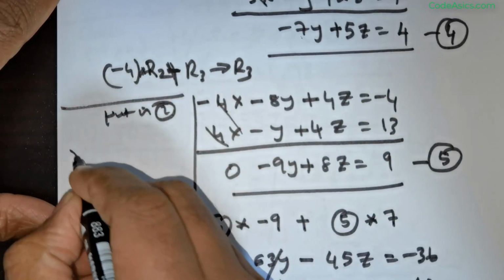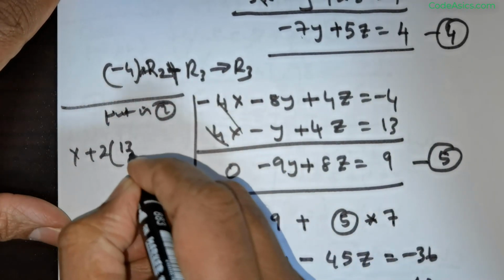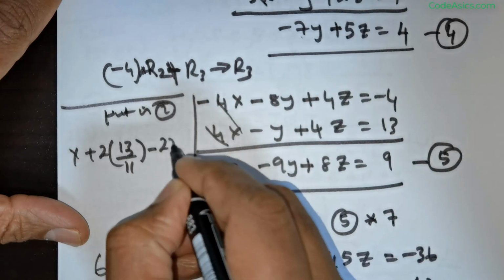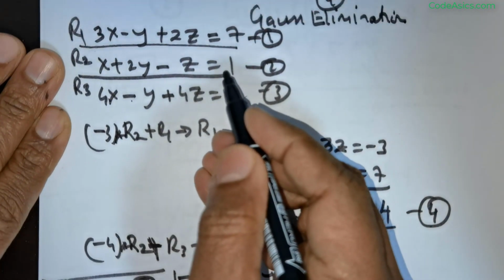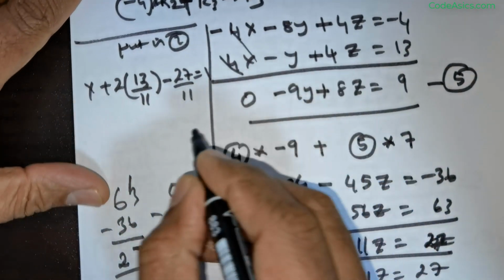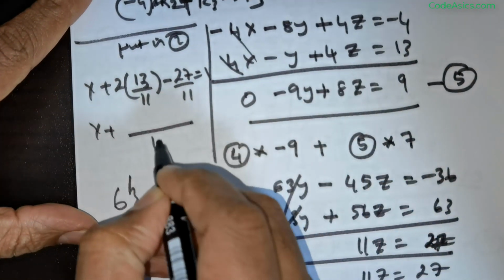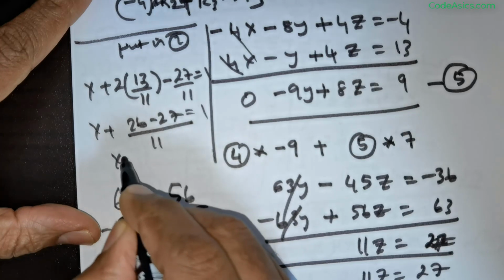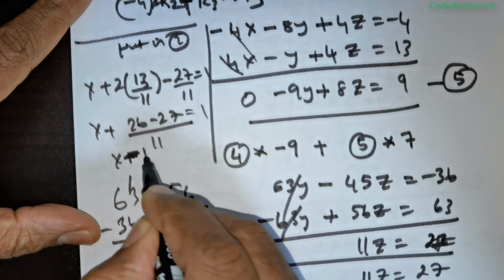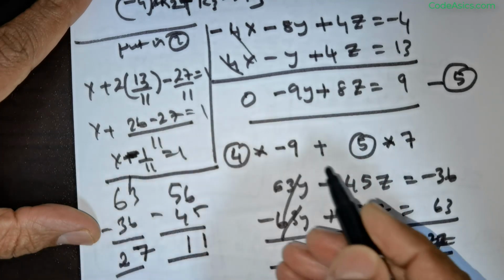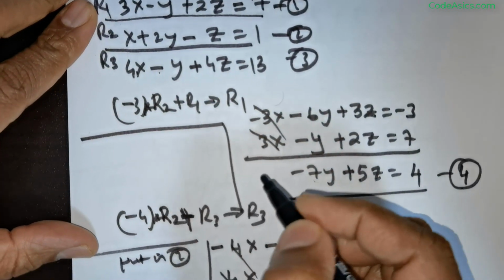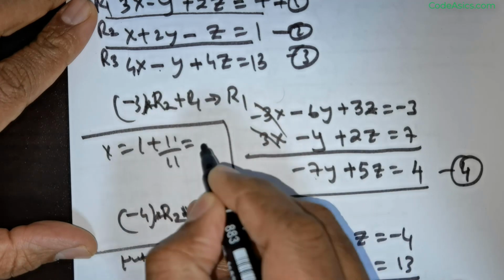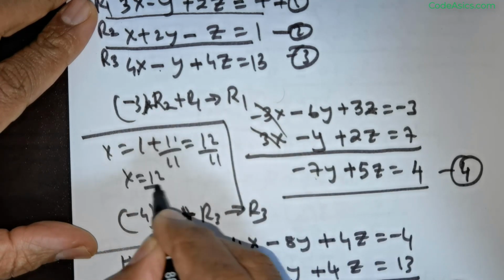So put in 2. So I got x positive 2 times y is 13 over 11, and my z is 27 over 11, and that should be equal to 1. So foremost I take LCM. This is 26 minus 27 is equal to 1, so that's 1 over 11. So x positive negative 1 over 11 is equal to 1. So you push it to the other side, you get x. X is equal to 1 positive 1 over 11. That's going to give me 12 over 11. So x is equal to 12 over 11.